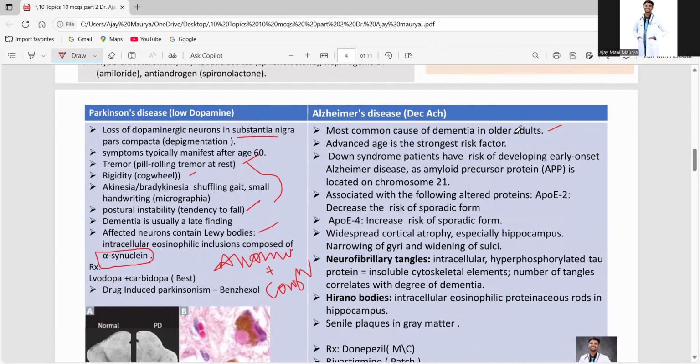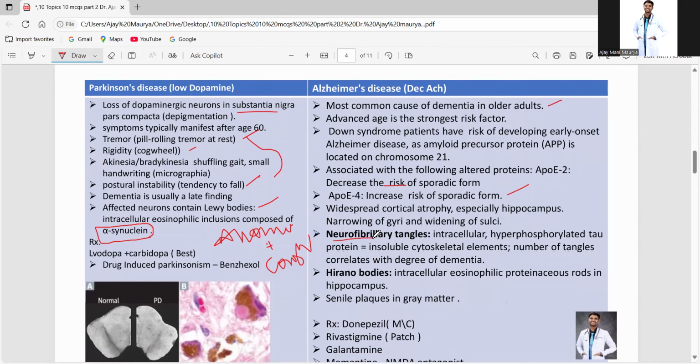older patients. Remember here, APOE2 and APOE4 are involved in Alzheimer's disease. APOE4 increases the risk of the sporadic form, and APOE2 decreases the risk of the sporadic form. So they will ask which apoproteins. Apoproteins E2 and E4 are involved in Alzheimer's disease.